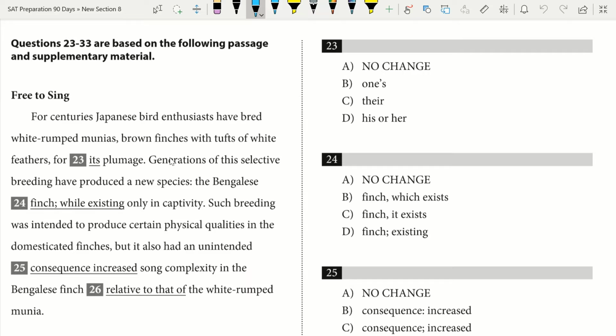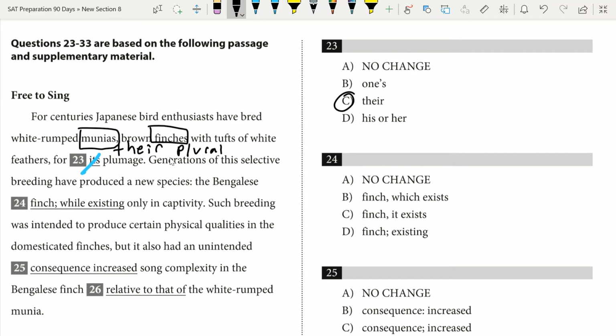So we have: "For centuries, Japanese bird enthusiasts had bred white-rumped munias, brown finches with tufts of white feathers for, that's going to be their plumage." Okay, so how did I know that? How did I know it had to be there? Now keep in mind it has to be T-H-E-I-R, because that's the correct there. Okay, how did I know that? Well, I knew it had to be plural, because it was the Japanese bird enthusiasts have bred white-rumped munias, brown finches with tufts of white feathers. For there is referring to the munias and the brown finches, both of which are plural.